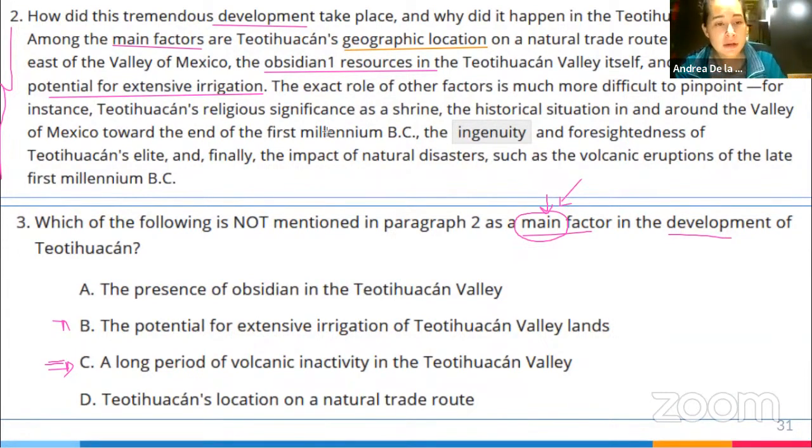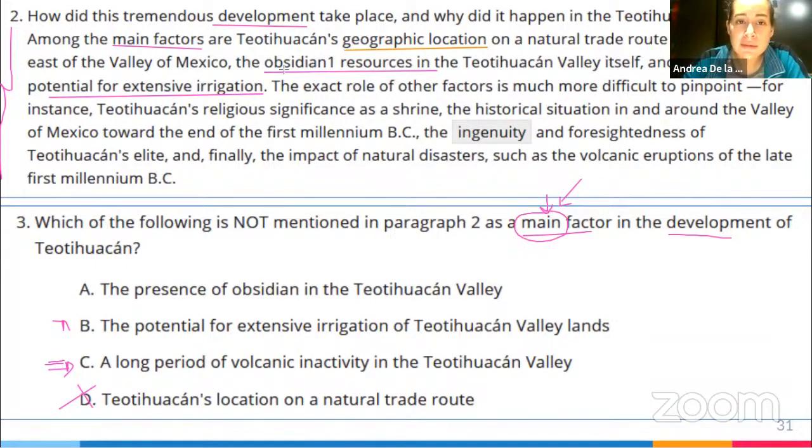Now that you have found the answer, same thing as in the previous one, we go to the options, we compare, and in this case, we eliminate the ones that are true or that are mentioned. Obviously, you need to double check and make sure that you're not getting confused there, right? So for example, geographic location is option D, right? Now we double check and we read everything, and it says Teotihuacan's location on a natural trade route. That's good. If it said something similar but different, that would change things completely. But it's okay because it says the same.